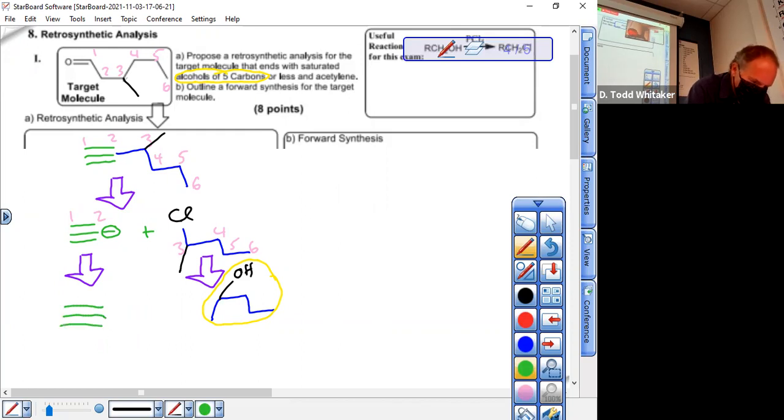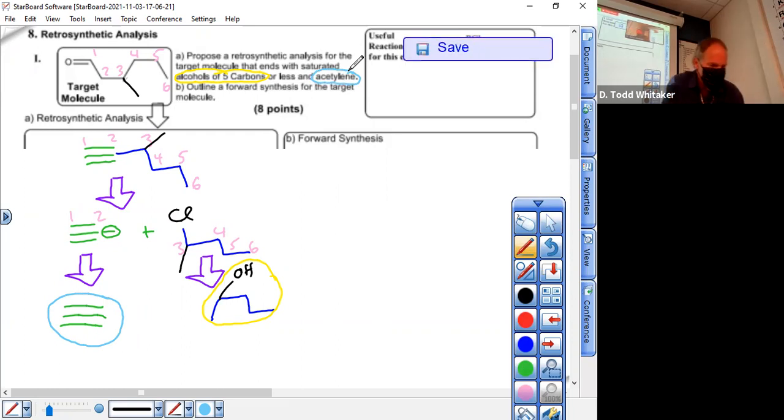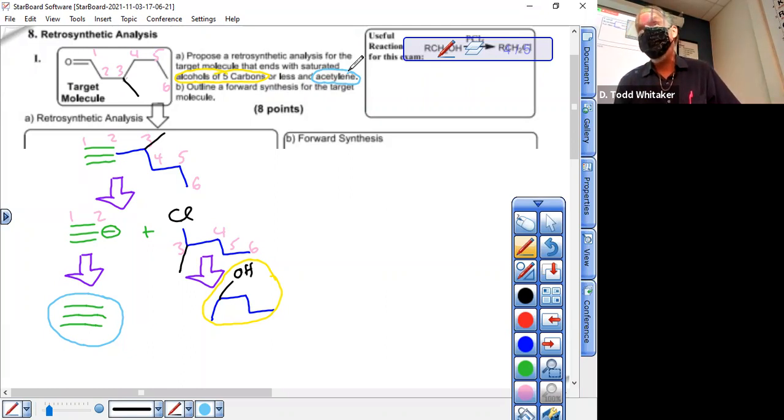This is a straightforward one. Yours will be straightforward. Acetylene is really ethyne, E-T-H-Y-N-E. Okay, the retro is done because you've accounted for all of the carbons, and you ended with things in a circle because they're on our list. Now it's time to use the things that are on the list as your starting materials for the forward synthesis.